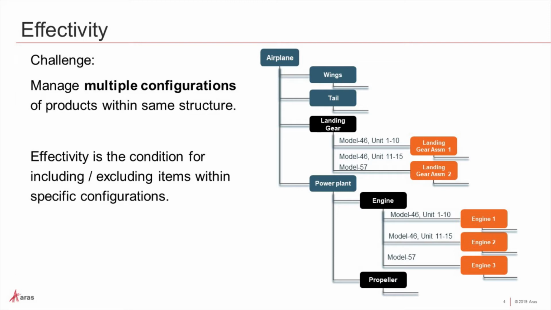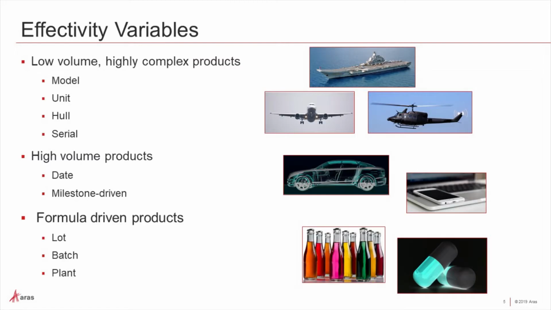Similarly, we have 3 engines that are available for this airplane, and each is uniquely identified with its effectivities as to when it is valid to be used in a configuration. Here, I'm only showing the different items, but there's a lot of common content in this airplane configuration. In the previous example, product model and unit are our effectivity variables.